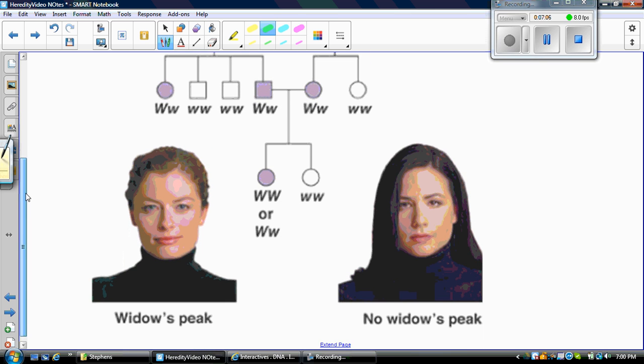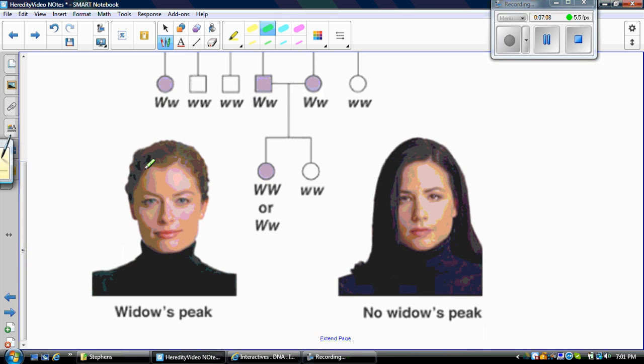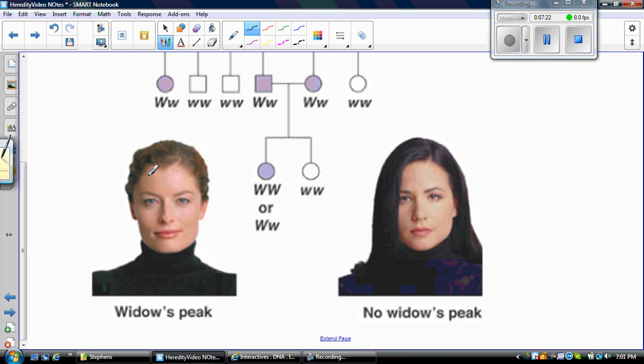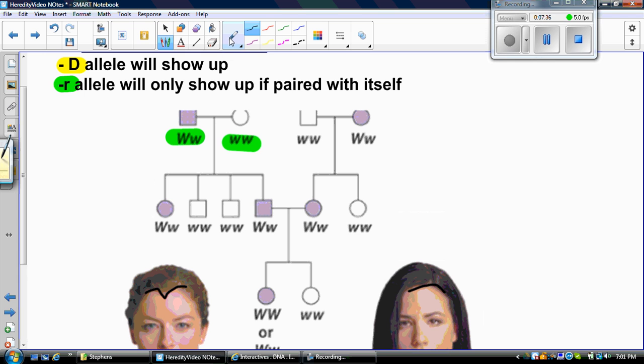Now, W stands for widow's peak. If you have a dominant allele, you have a widow's peak, which hides the recessive one. The widow's peak is kind of like a V that comes down on your hairline. That's a widow's peak. No widow's peak is recessive, so you don't have that V. So let's take a look and see how traits are inherited.